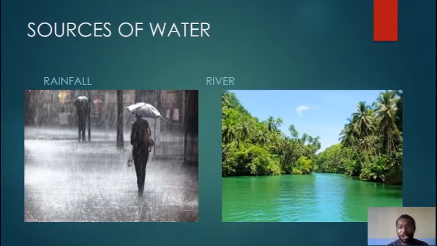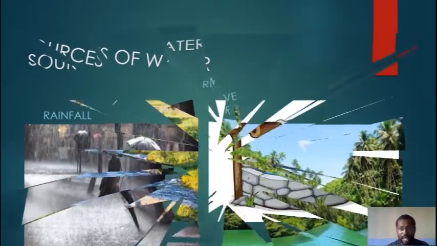So the reflection of the colors of the trees, that is what you get on this water there. So that is why you're thinking it's green. But rivers are also a source of water. Now, the next is what?